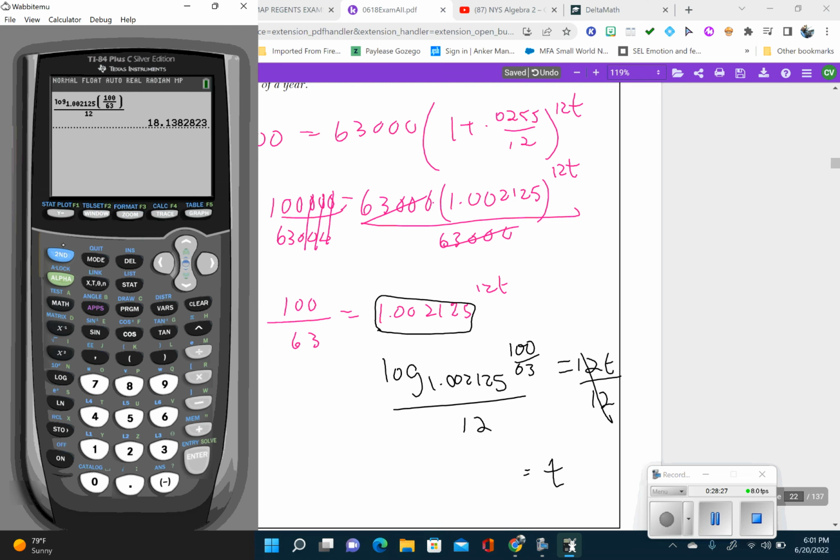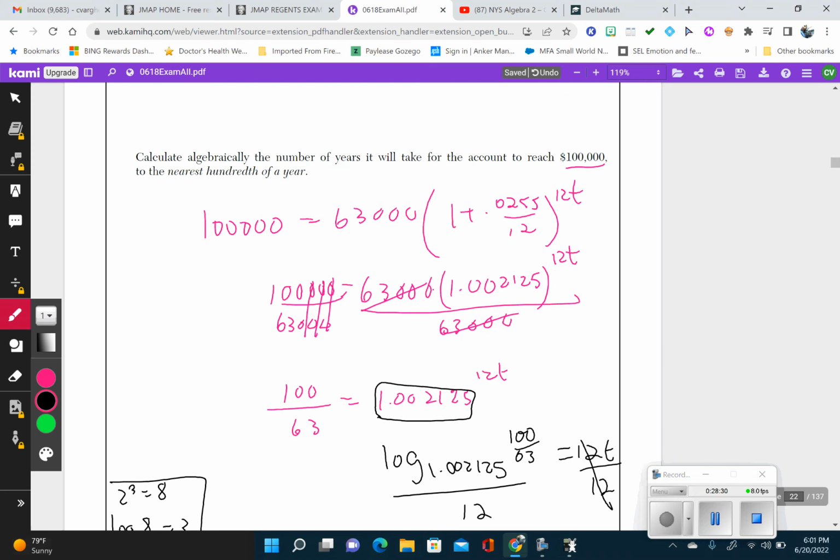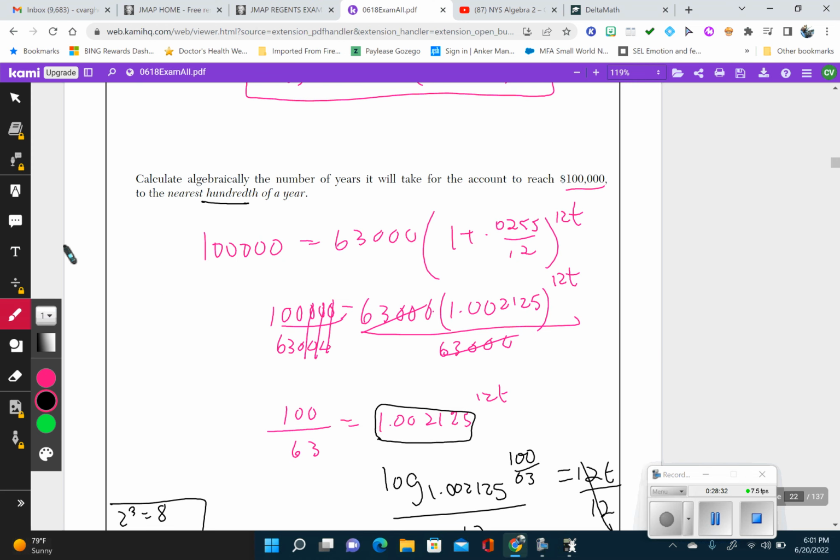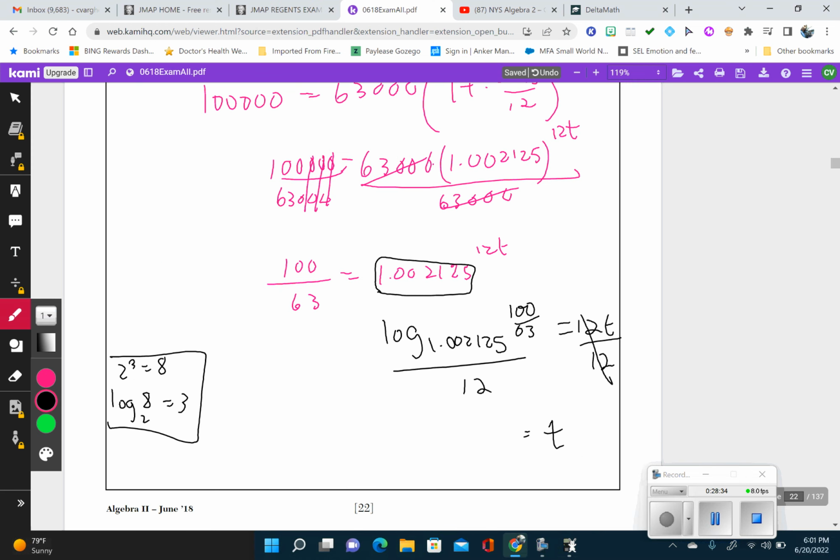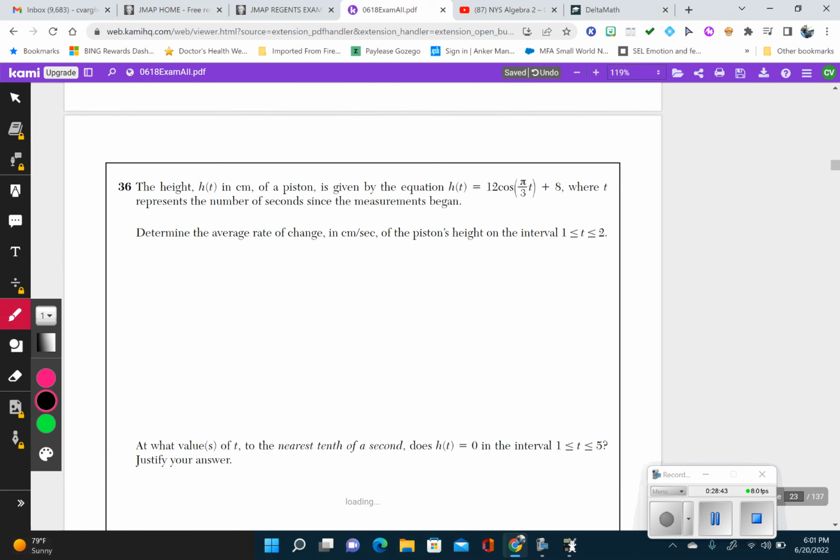18.14. Now I need to check to see what I need to round it to, the nearest hundredth. Oh, I kind of already did that in my head. So 18.14, right? Tenths, hundredths place is what t is equal to. So we're done with that, okay?